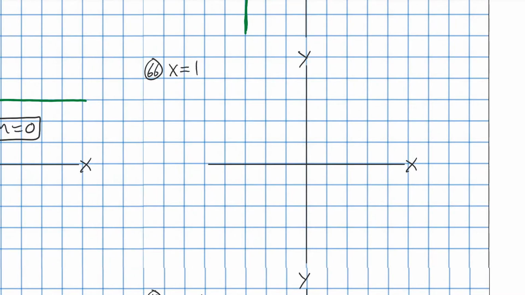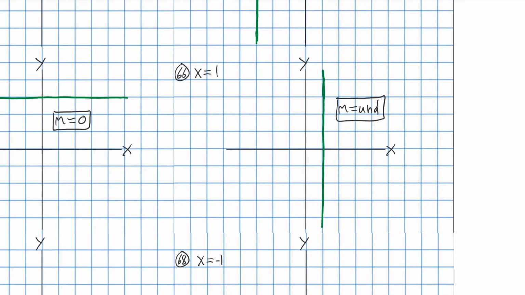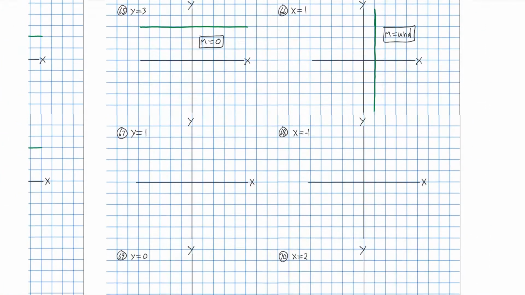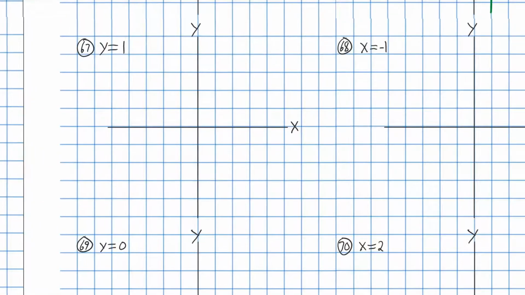All right, we're back. X is equal to 1. So that's going to be a vertical line. Whenever it's x, it's a vertical line. And the slope of a vertical line is always undefined. So if you got those answers, good job. All right, try number 67, and when you come back, we'll do it together.